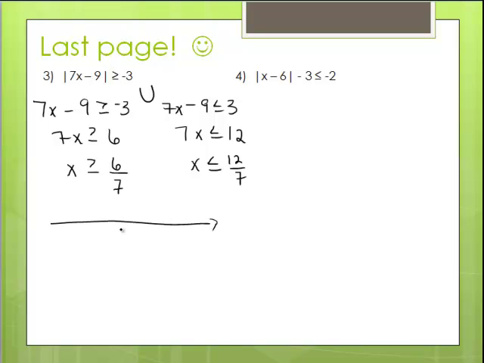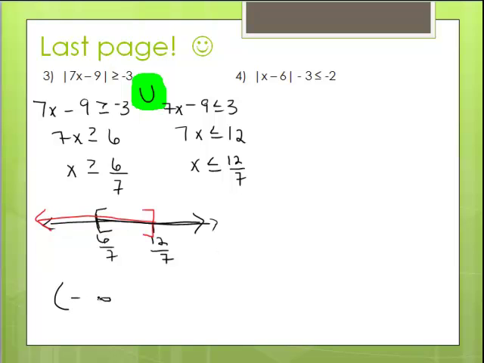On the number line, 6/7 would be less than 12/7. So it says x is greater than or equal to 6/7. That goes this way. And then it says x is less than or equal to 12/7, which goes this way. And since this is a union, we want everything in both sets. Well, if we include everything in both sets, we include that entire number line. So your solution set is -infinity to infinity.